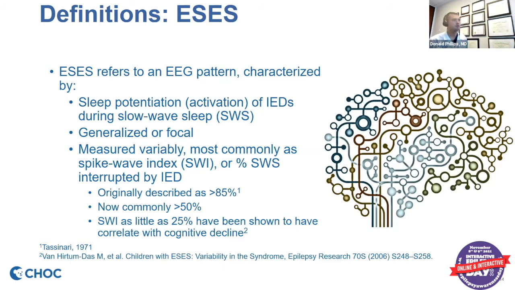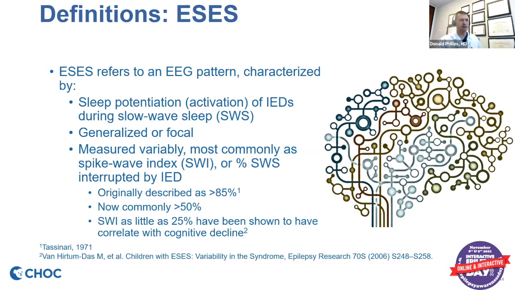So ESCS refers to an EEG pattern characterized by sleep potentiation or activation of the epileptiform discharges during slow wave sleep. So however frequent they are during wakefulness, they have to become more frequent in sleep, especially slow wave sleep, where we do a lot of our cognitive heavy lifting. They can be generalized or focal, and there's a very good paper showing that whether or not it's a generalized or focal pattern, the cognitive impact can be similar.